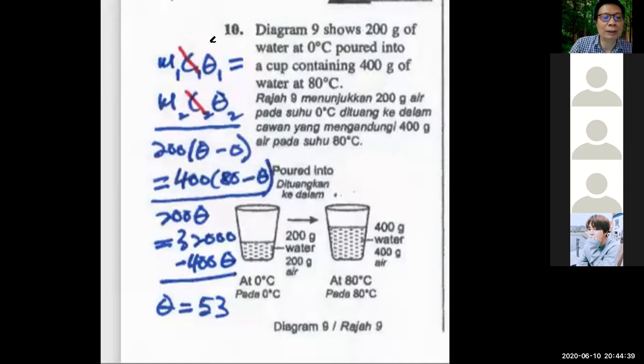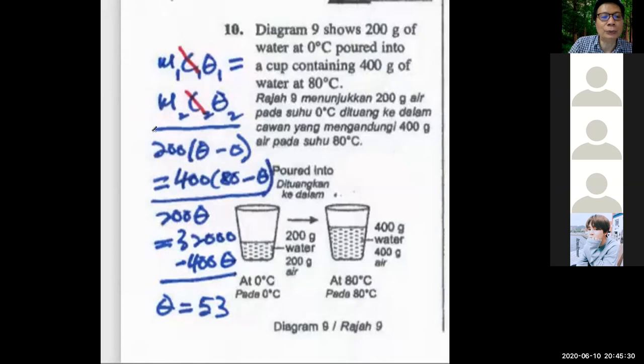So what you do is like this: M1, C1, theta 1 equals M2, C2, theta 2. Why got 1 and 2? M1, C1, theta 1 is the heat absorbed by the cold water. When cold water mixes with the hot water, the cold water will absorb the heat, whereas the hot water will release the heat. So heat absorbed equals heat released. This one is heat absorbed by the cold water equal to heat released by the hot water.